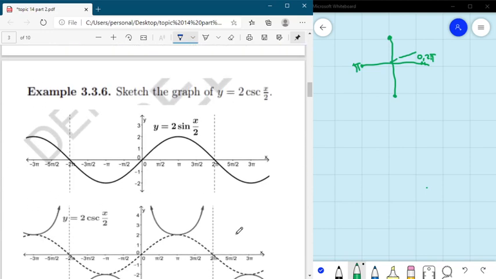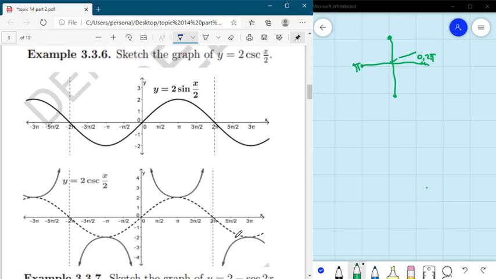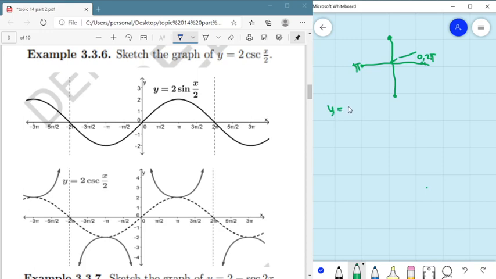Next is, we are going to sketch the graph of y equals 2 cosecant x over 2. Cosecant of x over 2. First thing to do is to graph y equals sine of x over 2. So, our basis is the sine, so we will graph sine of x over 2, then 2 sine of x over 2.